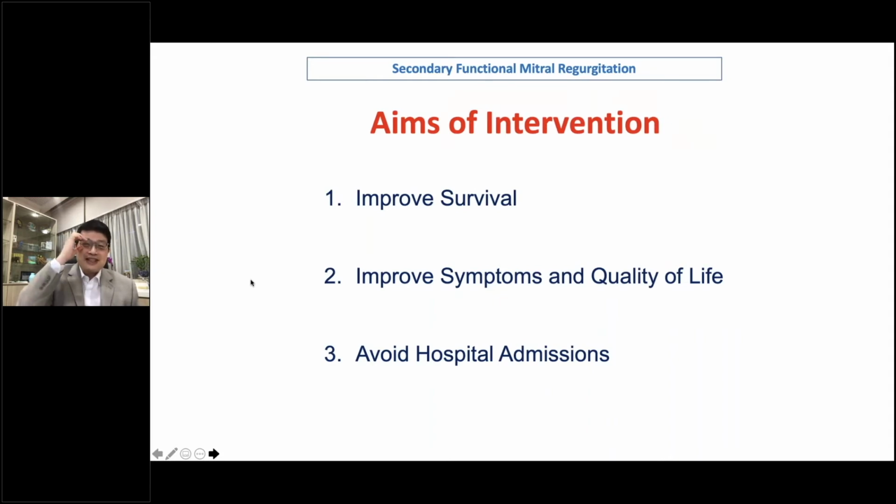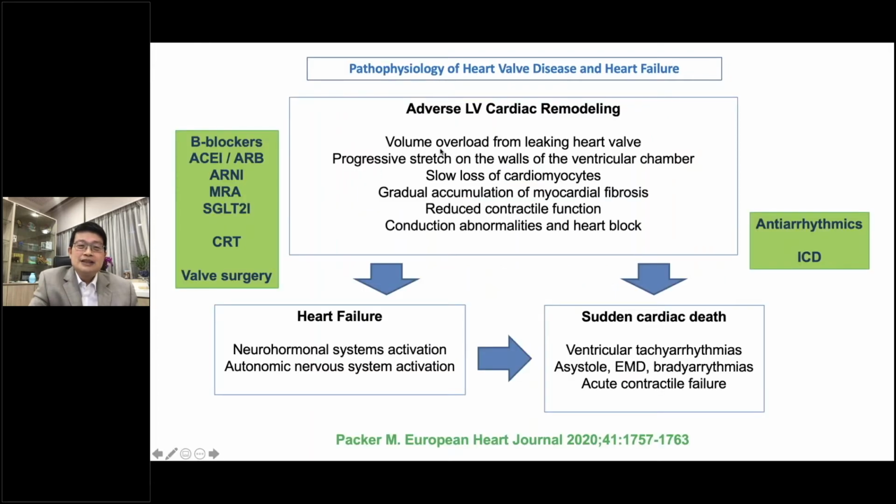So the aims of any intervention in secondary mitral regurgitation is firstly to improve survival, and secondly, of course, importantly, to improve their quality of life and their symptoms, and thirdly, to avoid hospital admissions. So the problem in this case is that the heart failure is the primary pathology. It has in turn caused a volume overload from the leaking heart valve. So there's sort of a vicious cycle where the mitral regurgitation would cause progressive worsening of the heart failure.